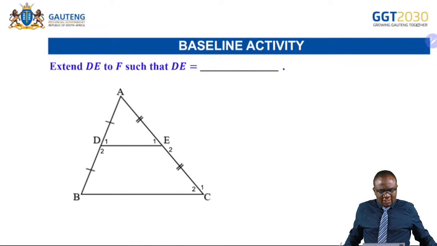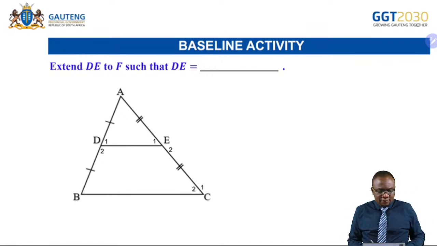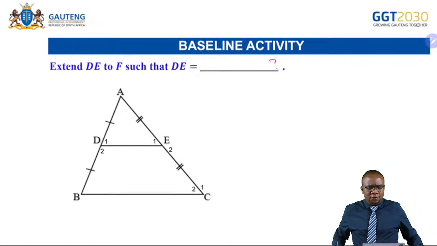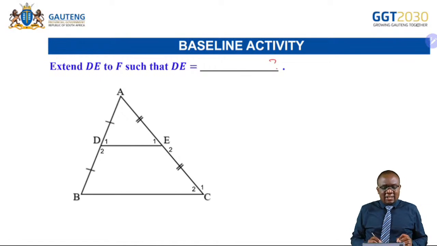Extend DE to F such that DE is equal to what? Now, I want you to draw this triangle and then extend DE to F, and then put your answer here on this space. I'm going to give you 1 minute to do that. Just draw the triangle and then extend it to F such that DE is equal to something. Do the construction. That's the construction we have to do. 1 minute.